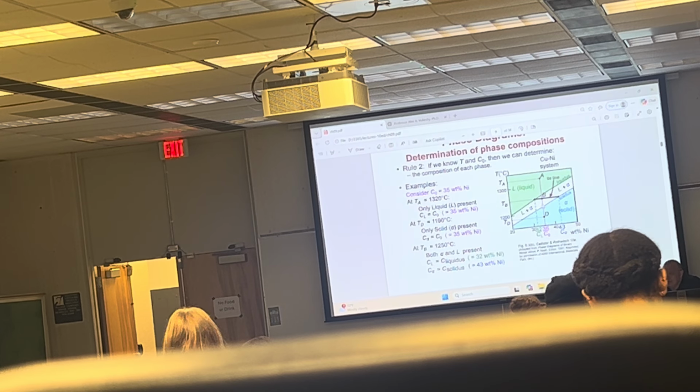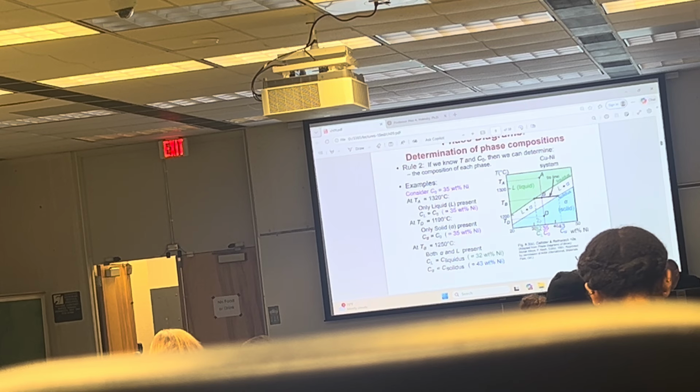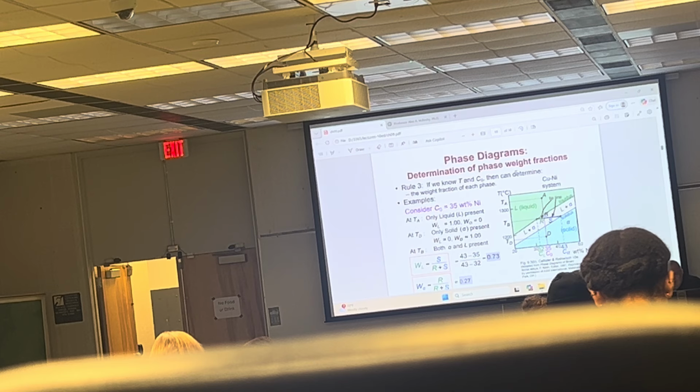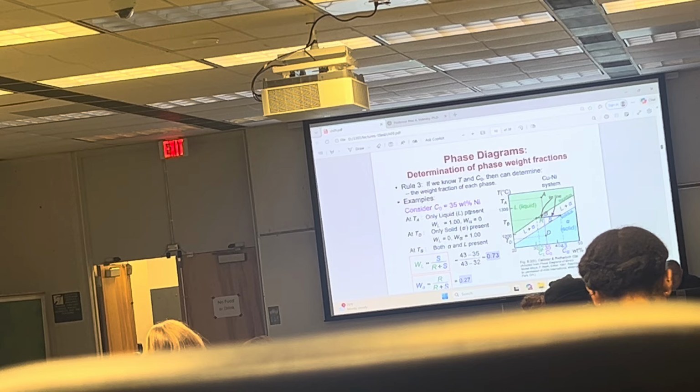So here, the composition of an individual phase could be anything. It doesn't have to add to 100%. But when we're talking about the weight fractions, this stuff has to add to 100%. So let's consider this 35% alloy. We see that at point A we have liquid, and the weight fraction of the liquid phase is 100% or 1, and the weight fraction of the alpha phase is 0. There is no solid. Yes, sir?